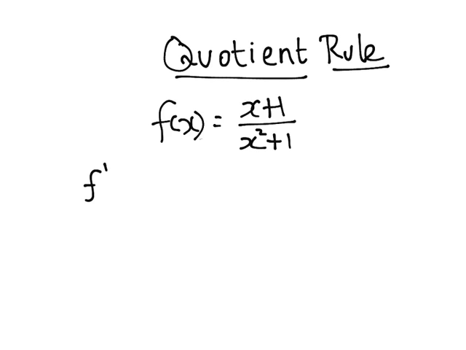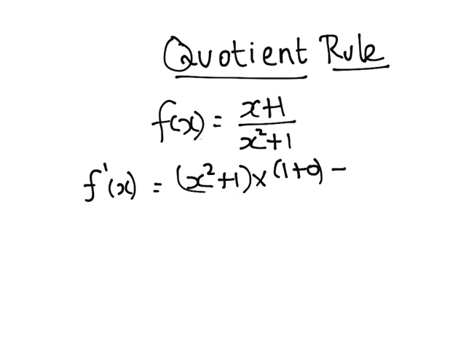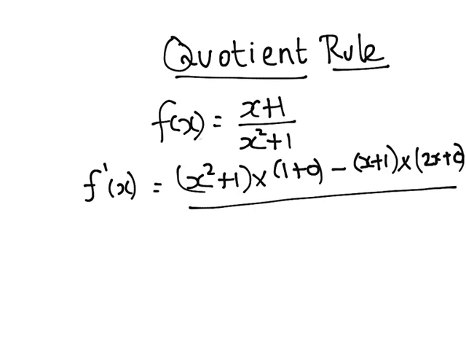So according to the quotient rule, f dash of x equals, we multiply the denominator, that is x squared plus 1, with the derivative of the numerator. Now the numerator is x plus 1, so the derivative is nothing but 1 plus 0, minus, now I keep the numerator as it is, that is x plus 1, and I multiply that with the derivative of the denominator, and the derivative of the denominator is 2x plus 0, whole divided by the square of the denominator, which is x squared plus 1, the whole square.